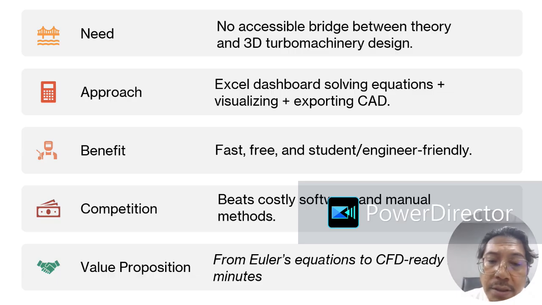In terms of benefit, it is fast, free, it can become open source software for students and engineers, and it is very friendly. In terms of competition with the current expensive design software for turbomachinery, this is cost friendly. It can be at zero cost. It utilizes the Euler equations together with the fundamental equations from thermodynamics and fluid mechanics, and can be ready for further deep analysis.